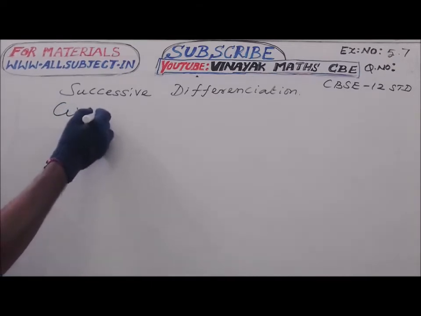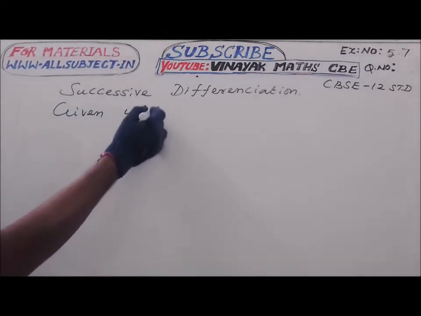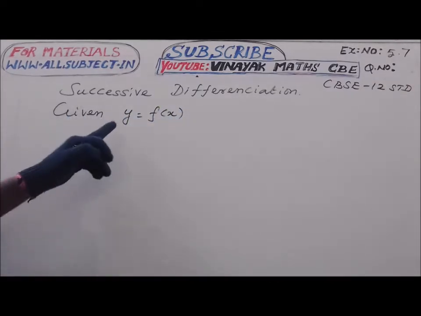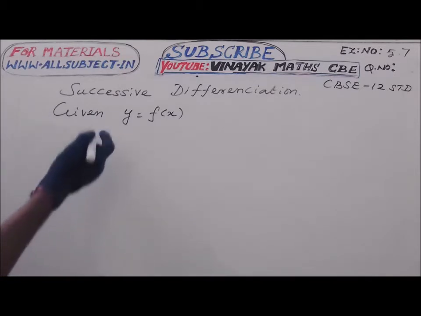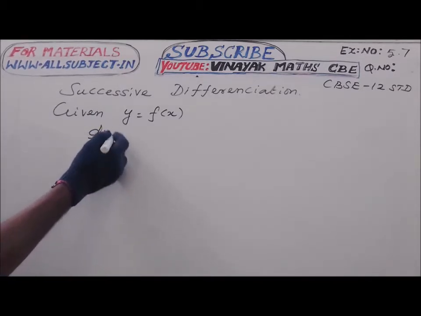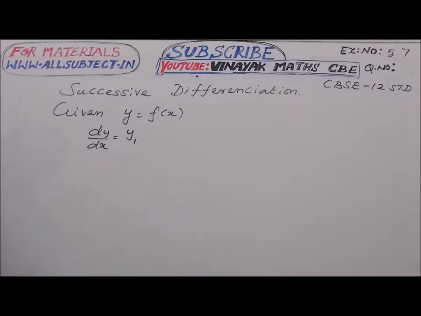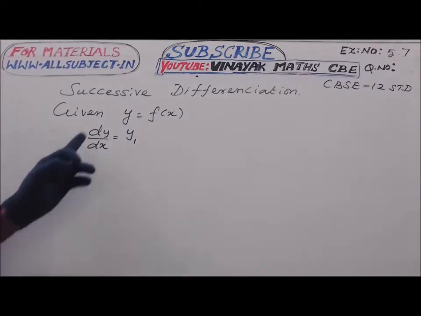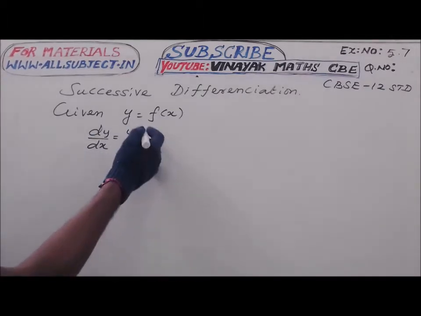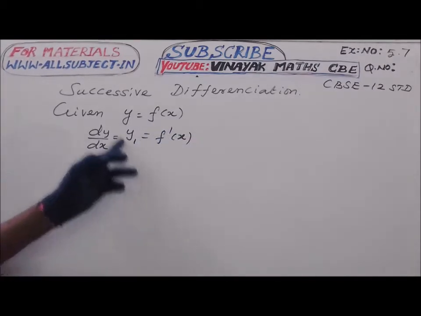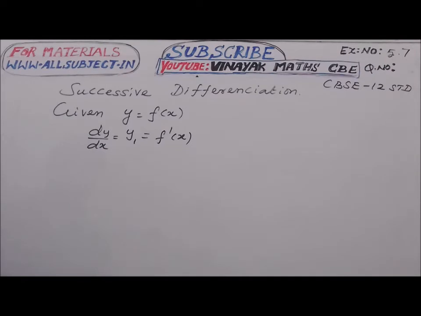Given y equal to f of x, if we differentiate once with respect to x, we will get dy by dx. This can be rewritten as y1. It is also known as y1, that is equal to f dash of x. These all three represent the first derivative.